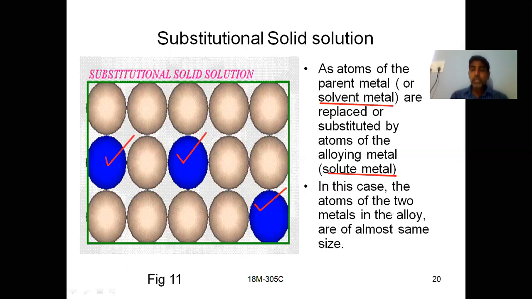In this case, the atoms of the two metals in the alloy are of almost the same size. If you observe the blue and white, they are equal in size, right? So this is the substitutional solid solution.